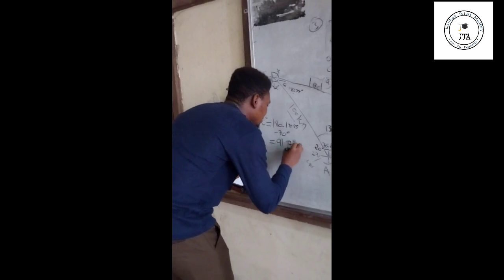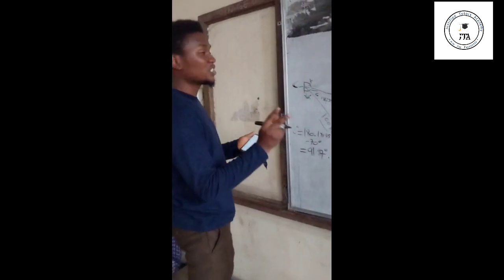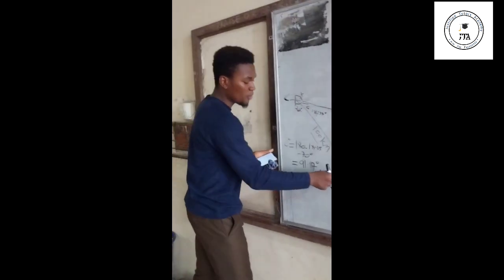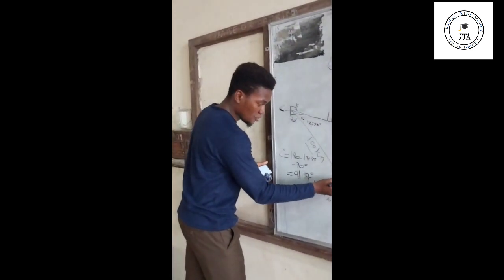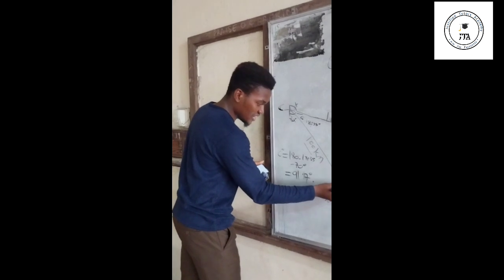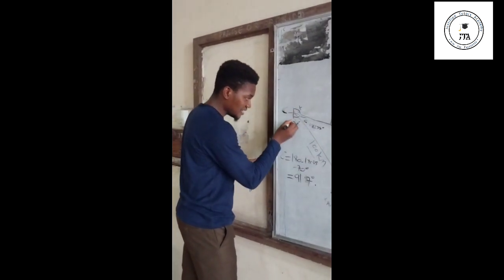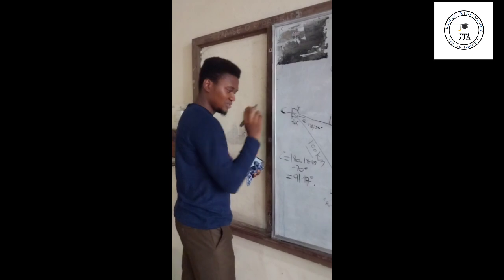91.7 degrees. Now that's it. If you are still wondering how I got 70 degrees here, it's from this complementary angle at the top. Follow me like this. We have 70 degrees here, it's like this, then down. That's it. Please don't make a mistake.